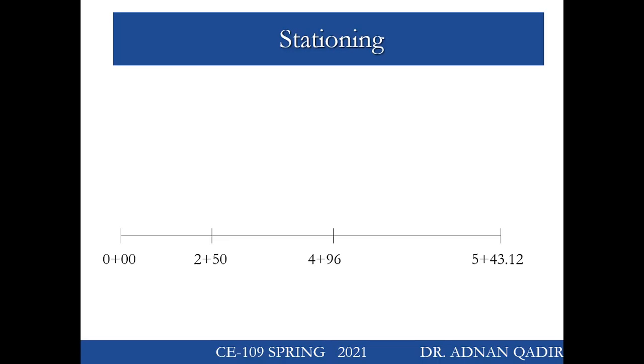And last but not least, at this point, you have completed 5 chains, 5 full tapes means 500, and then 43.12 is the remaining distance. In other words, removing the plus will give you the actual distance: 250 feet, 496 feet, and 543.12 feet.